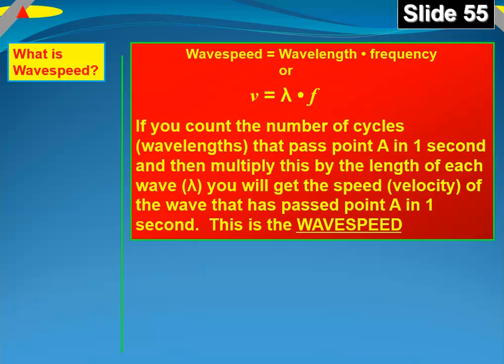So if you count the number of cycles, wavelengths, that pass point A in 1 second, and then multiply this by the length of each wave, that is the Greek letter lambda, which looks like a little man walking with his head cut off, but it's the Greek letter lambda, and it's the abbreviation for wavelength, how far it is from one crest to the next. So if you multiply by the length of each wave, lambda, you will get the speed, the velocity of the wave that has passed point A in 1 second, and this is called the wave speed.